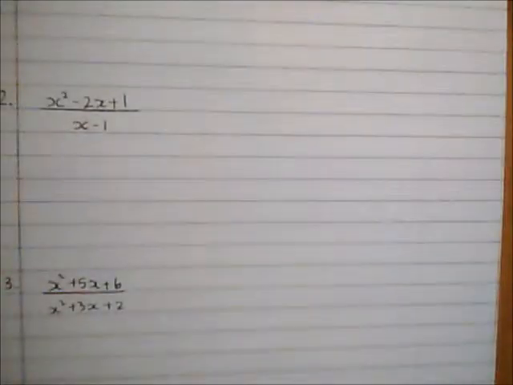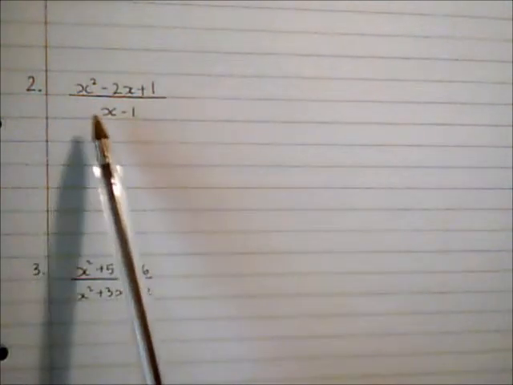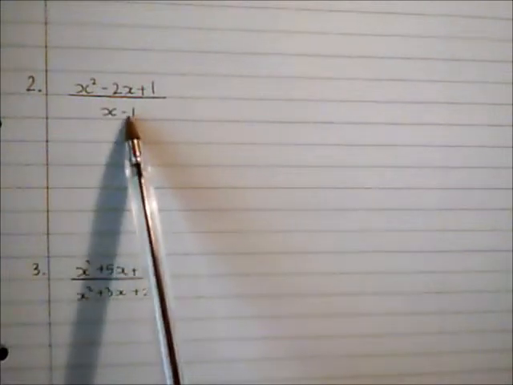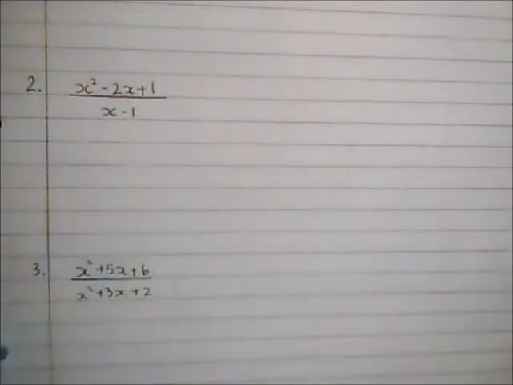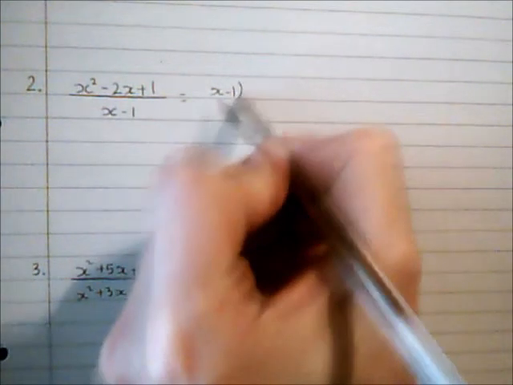Now this second question, I have the numerator as a quadratic unfactorised, and the denominator is x minus 1 again. So if this is going to simplify, I need to be able to find a common factor between the numerator and the denominator. And because the only term I have in the denominator is x minus 1, that gives me an indication that x minus 1 is going to be a factor for the numerator. So let's assume it is.